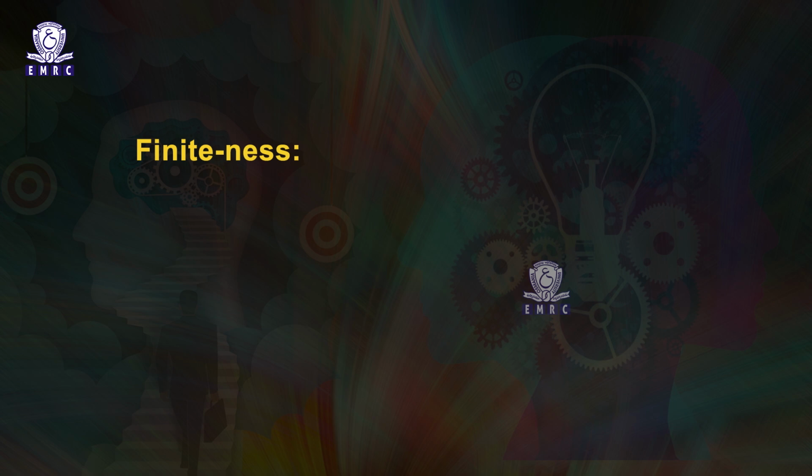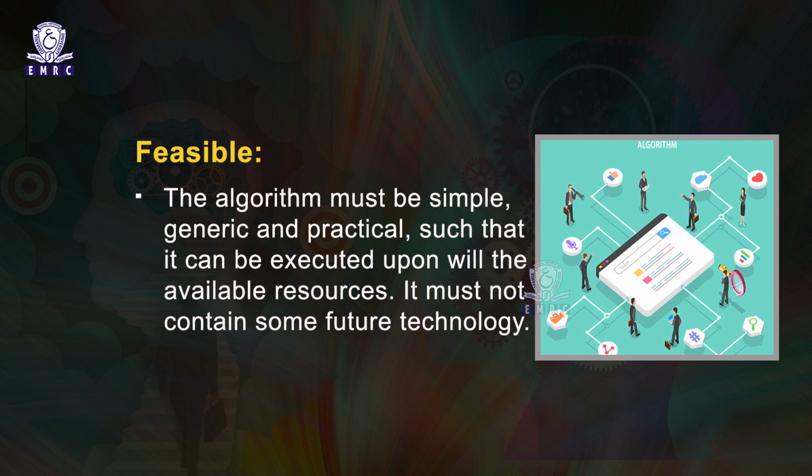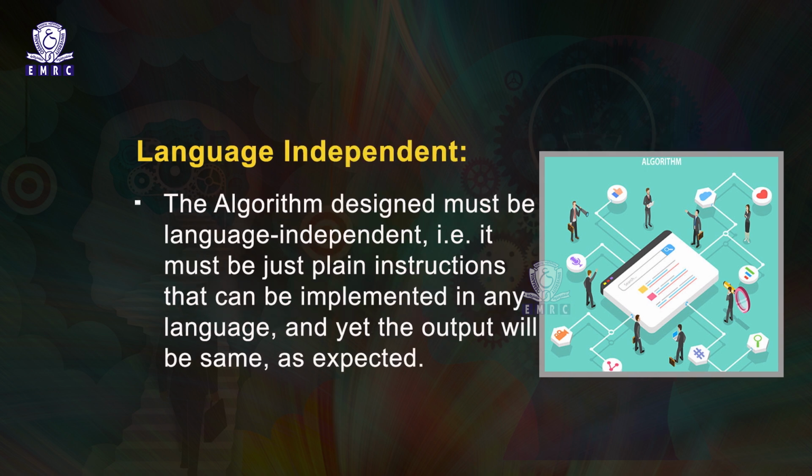The next characteristic is finiteness. The algorithm must be finite, that is, it should not end up in an infinite loop or similar types. Next, feasible. The algorithm must be simple, generic and practical such that it can be executed upon with the available resources. It must not contain some future technology. Next, language independent. The algorithm designed must be language independent, that is, it must be just plain instructions that can be implemented in any language and yet the output will be same as expected.